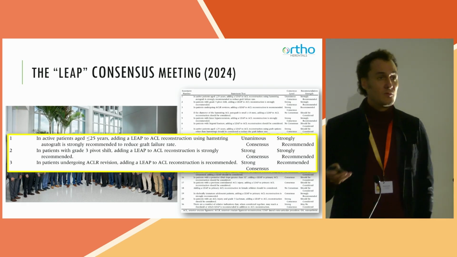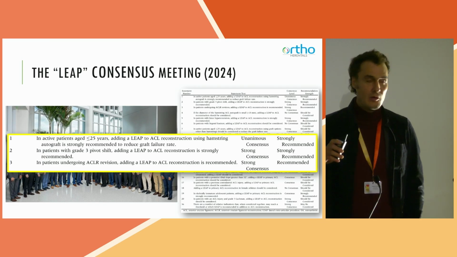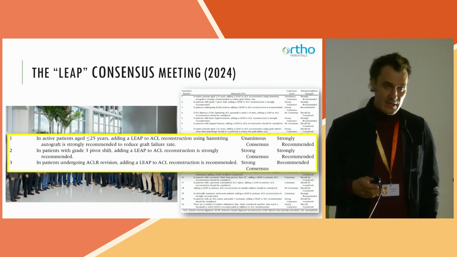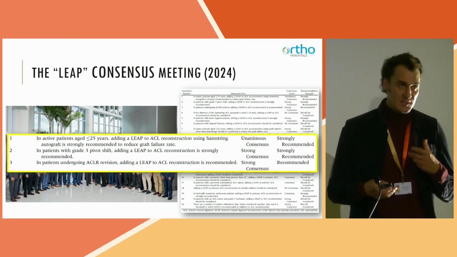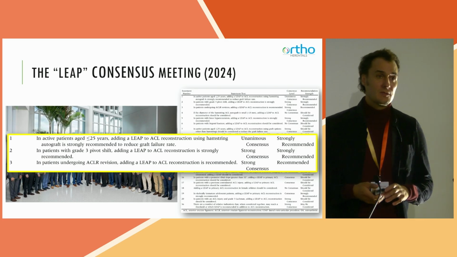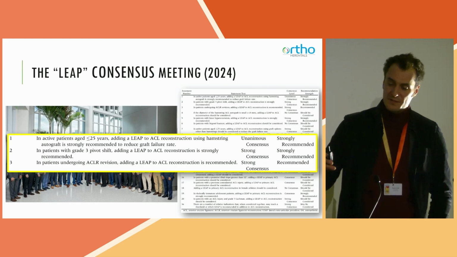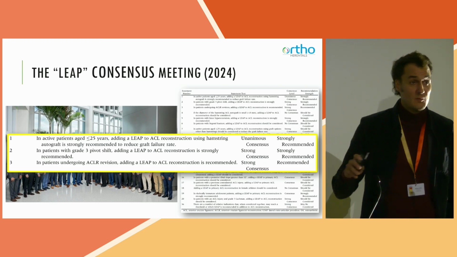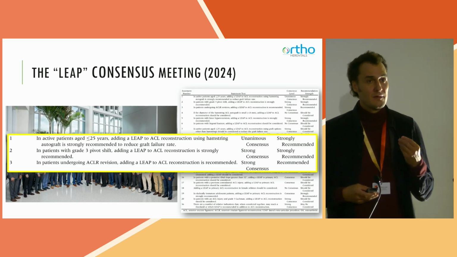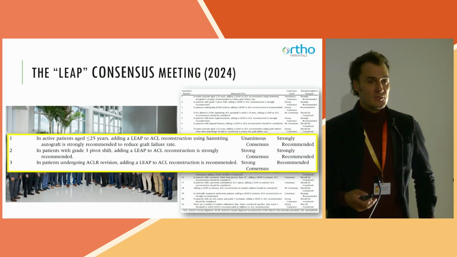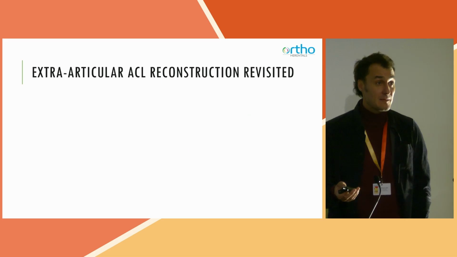That means if you don't do it, you have to have very good reasons not to do it. And this is globally. Secondly, if you have a high-grade pivot shift, you should do it. And for sure, in a revision setting, adding ALL reconstruction is also strongly recommended. There are a lot of statements, as you can see here. Please read them if you're interested. But remember that you should do ALL reconstruction in the high-risk ACL population. If you don't do it, you have to explain why. Actually, you're probably making a mistake.